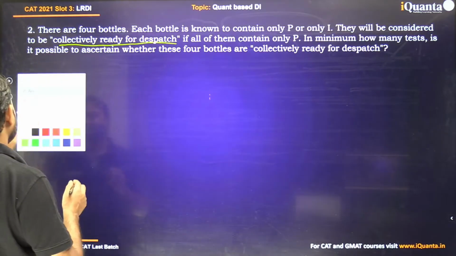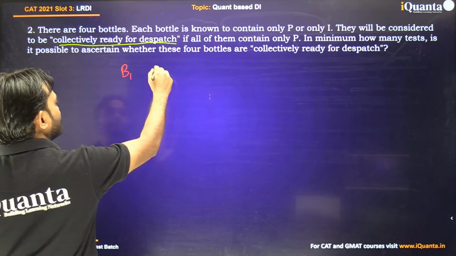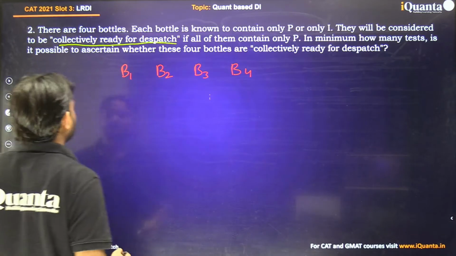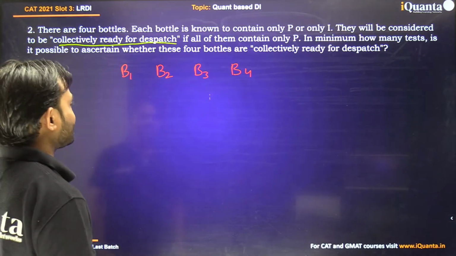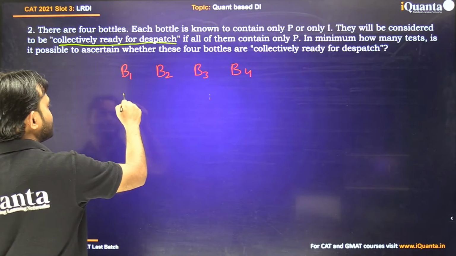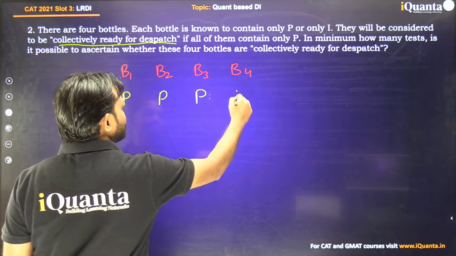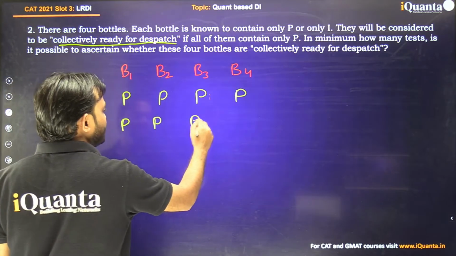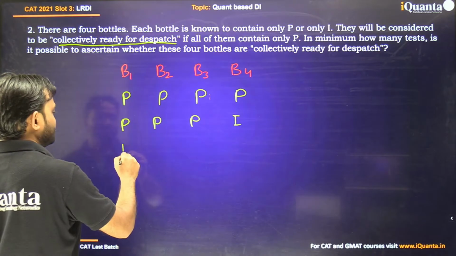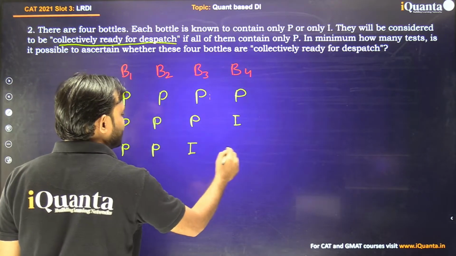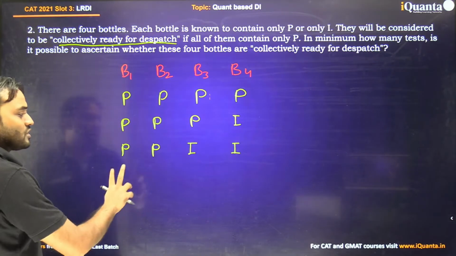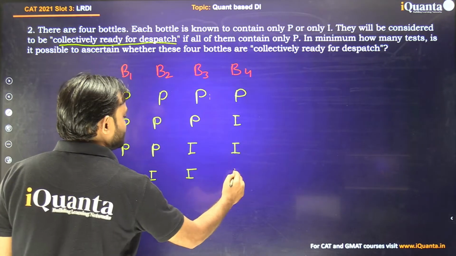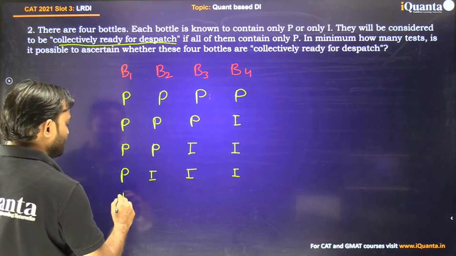So what we know is we have 4 bottles: bottle 1, bottle 2, bottle 3 and bottle 4. Now all of these bottles contain only P or only I. So these are the possible cases: all 4 bottles contain only P, or 3 of them contain P and 1 contains I, or 2 bottles contain P and 2 contain I, or 1 bottle contains P and the rest contain I, or all of them contain I.